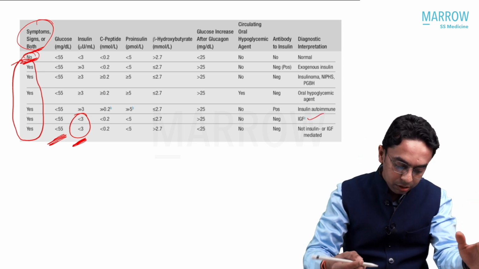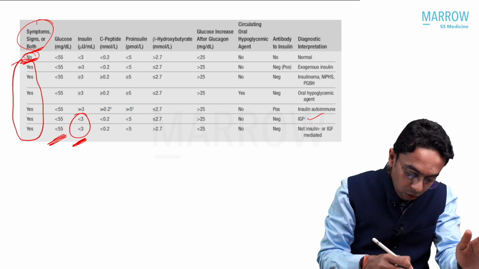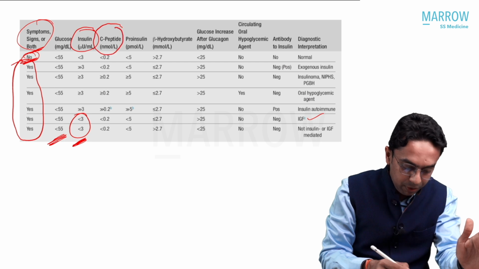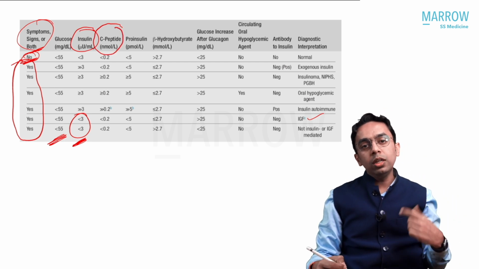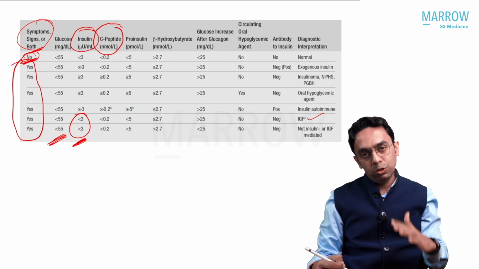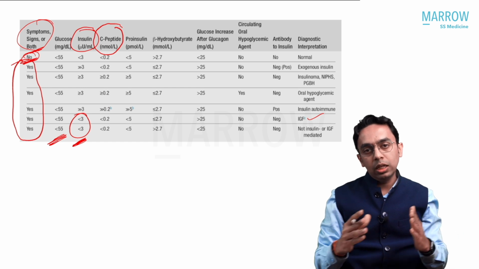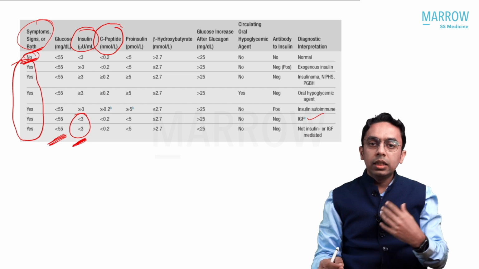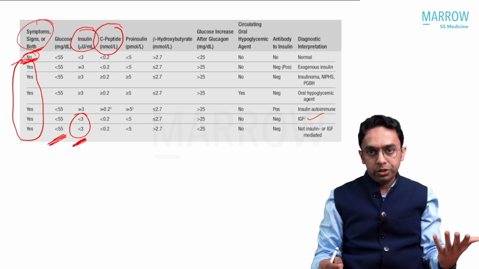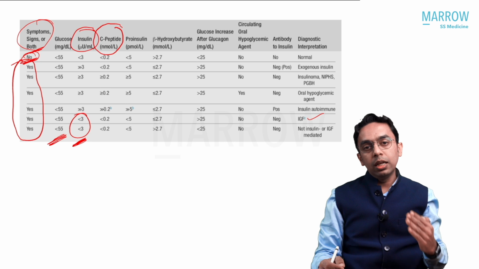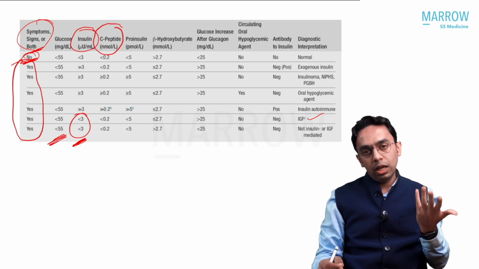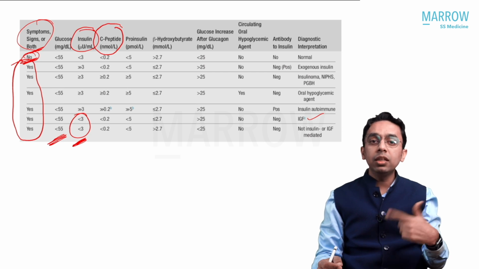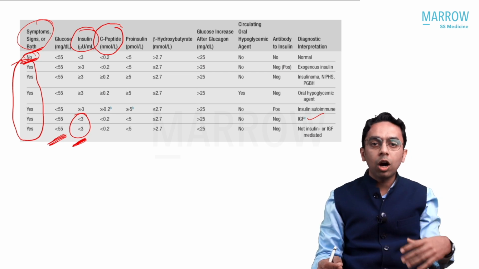Okay, so that is pretty easy. Now if insulin is high, then you look at C-peptide. If insulin is high and C-peptide is low, what does that mean? Because in our body, insulin and C-peptide are secreted in equimolar concentration, 1:1. But if the patient has a very high insulin with a low C-peptide, that means the patient has taken insulin from outside.